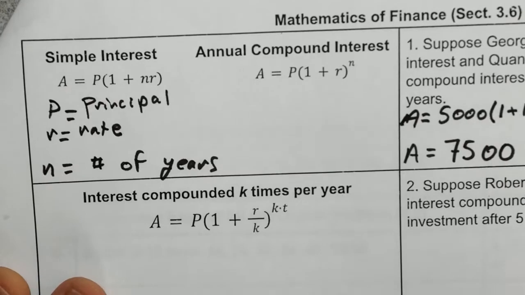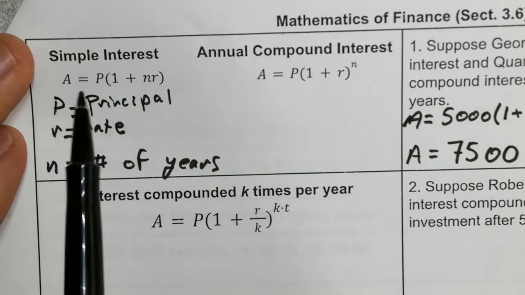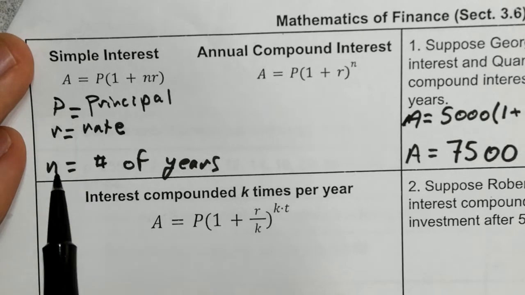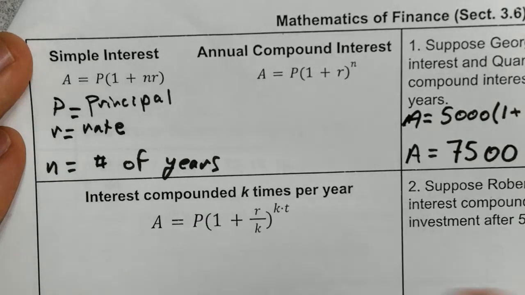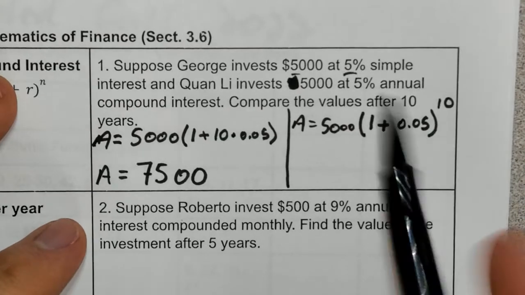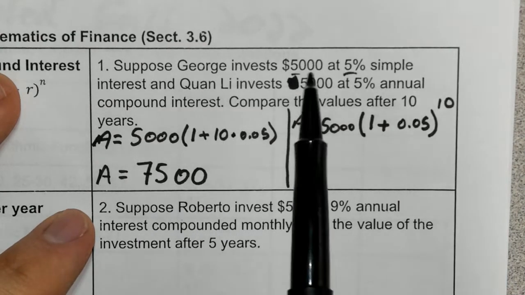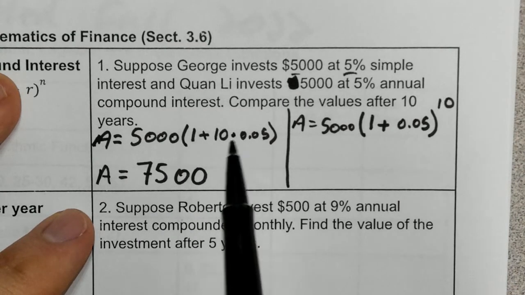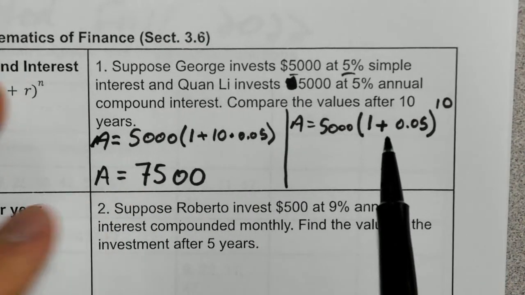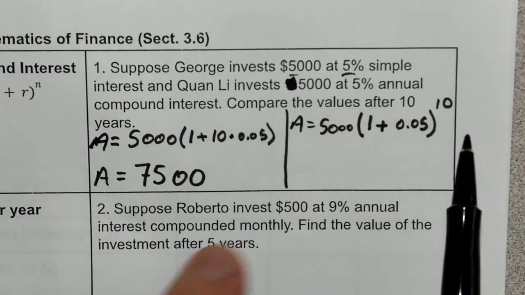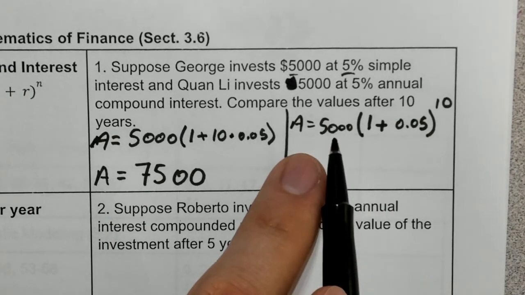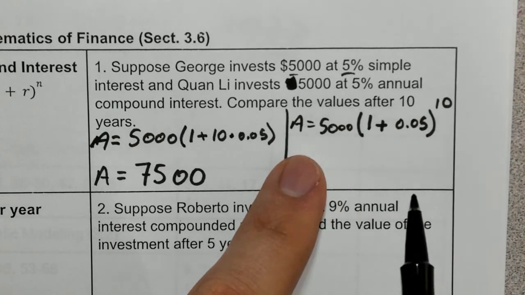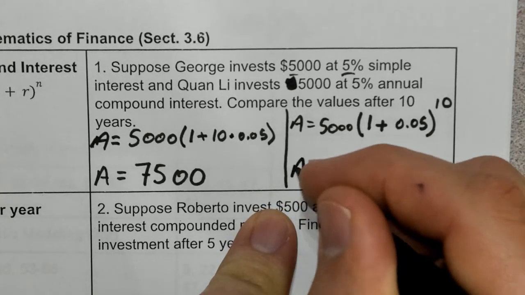Okay, in this formula, P means principal, R means rate, N is the number of years. We started this problem, and we did the simple interest formula here, and then we're going to compare that to the compound interest formula here. So we plugged in everything, 5,000, 5%, and 10. When you plug that into your calculator, this is what you get.